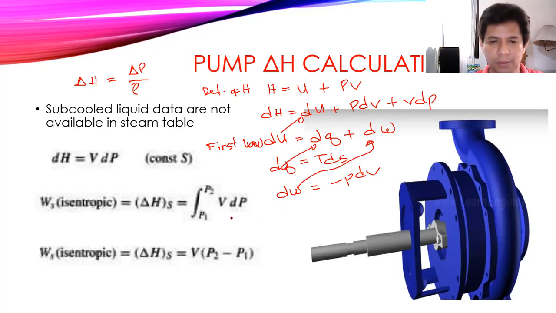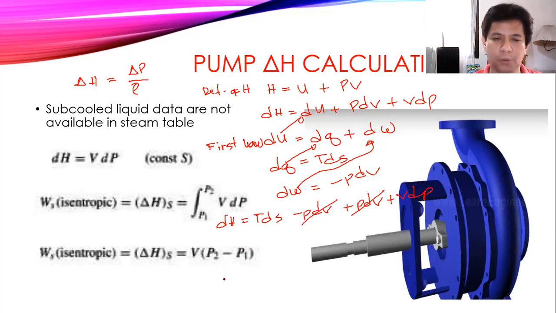is you will have this dH is equals to TdS, okay, minus PdV plus PdV plus VdP. I hope you can follow. Ano? And then these two will cancel out. So the simplified equation or the fundamental equation for enthalpy, fundamental equation of thermodynamics for enthalpy is dH is equals to TdS plus VdP.